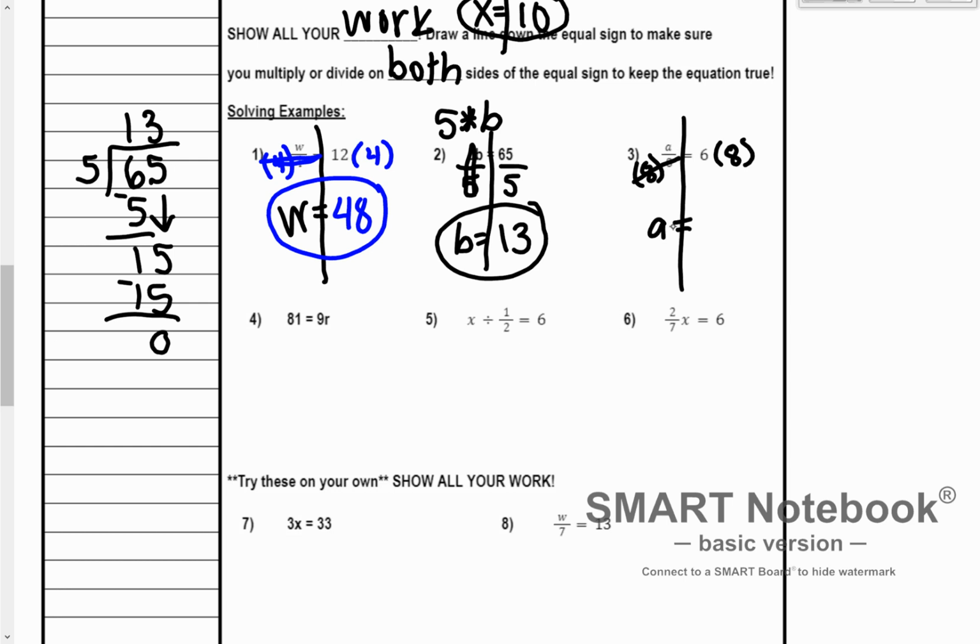A divided by 1 is just A, so we're just left with A. 6 times 8 is on a multiplication chart, so we can multiply that. That is going to be 48.